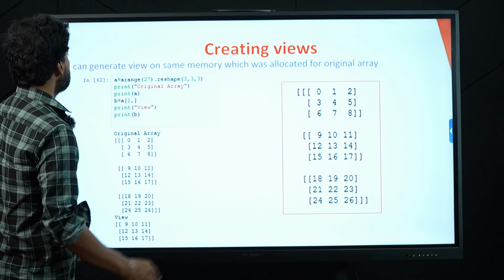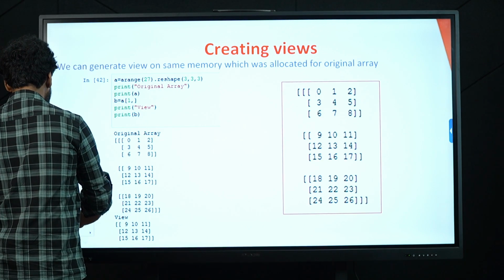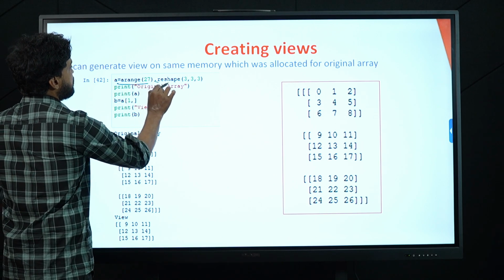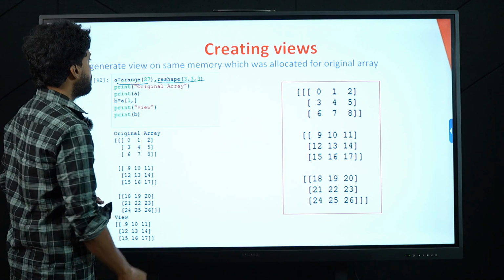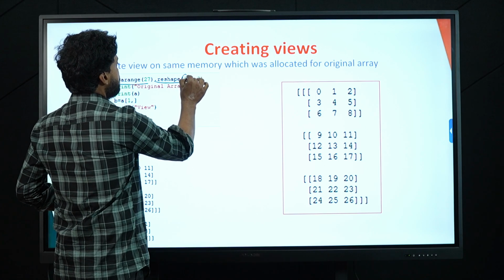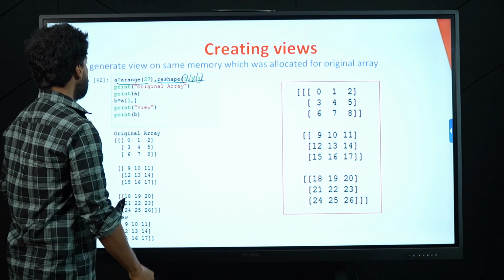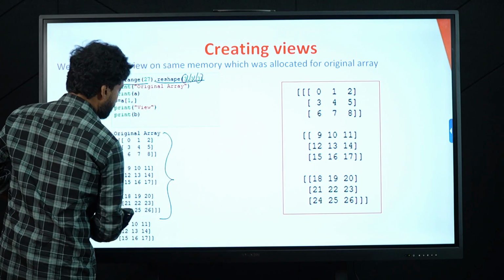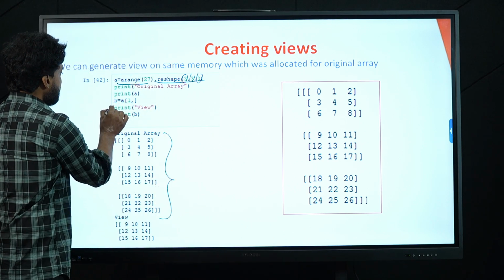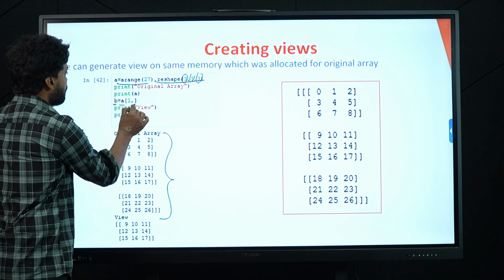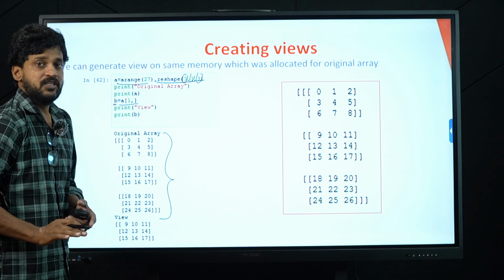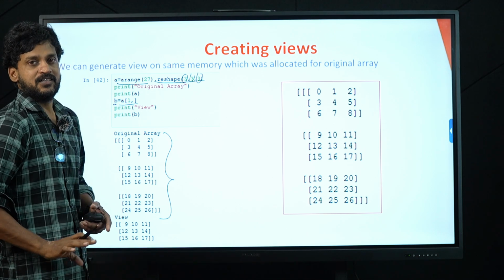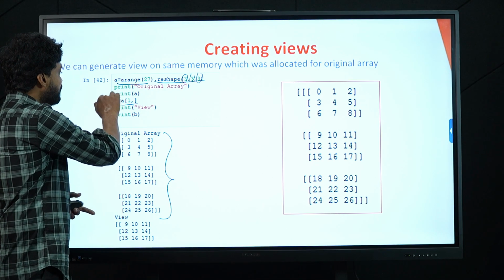Now, let us understand. Here I have created one array, a range of 27, and I am reshaping it to a three-dimensional array in which I have 3 pages, 3 rows, 3 columns. Of course I printed A. This is my array, after which I have taken B. B is not a copy, but B is a sliced view of A.